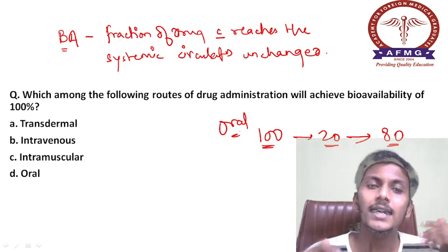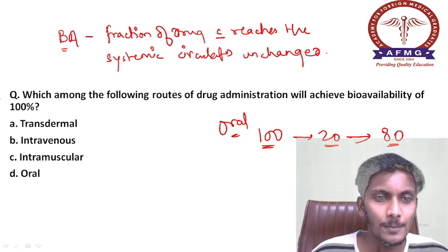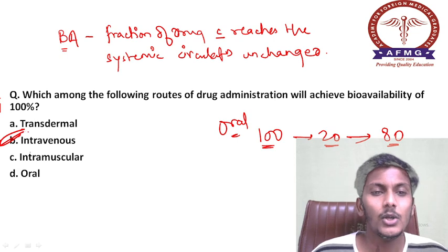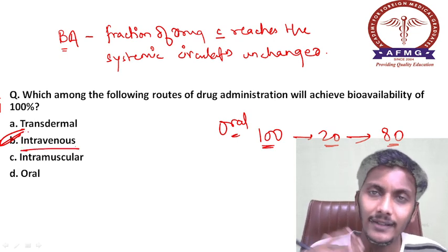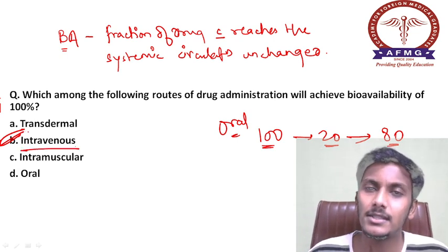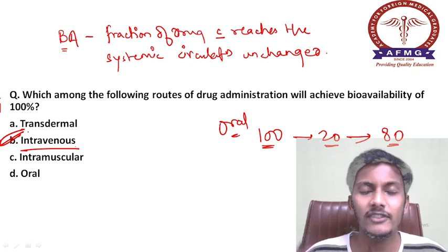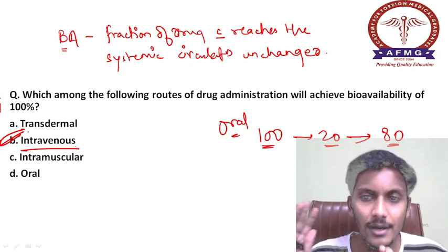So please remember, this route of drug administration is your option B, intravenous route, where the drug is directly administered or injected into your systemic circulation. Therefore, the bioavailability of a drug becomes 100%.